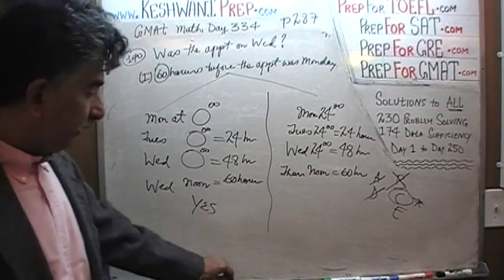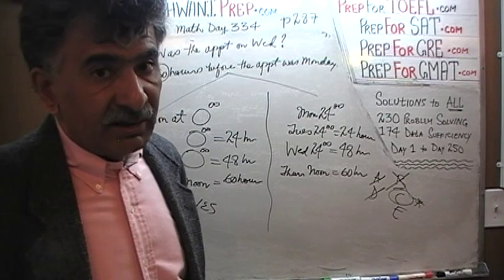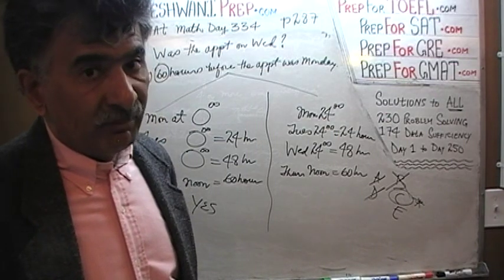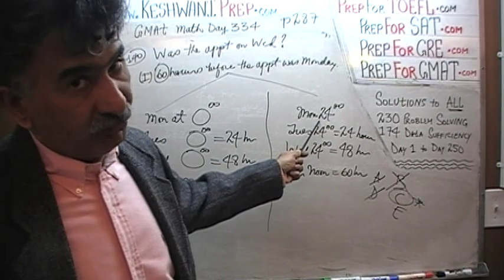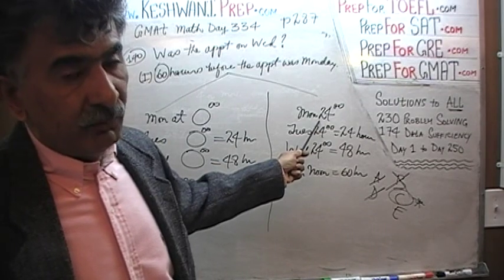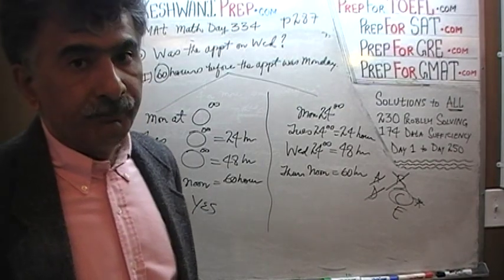So was his appointment on Wednesday? No, his appointment was not on Wednesday if exactly 60 hours before his appointment happened to be just a nanosecond before the end of Monday. It was still a Monday, but just a split second before the end of Monday. But in that case, his appointment would be on Thursday noon.